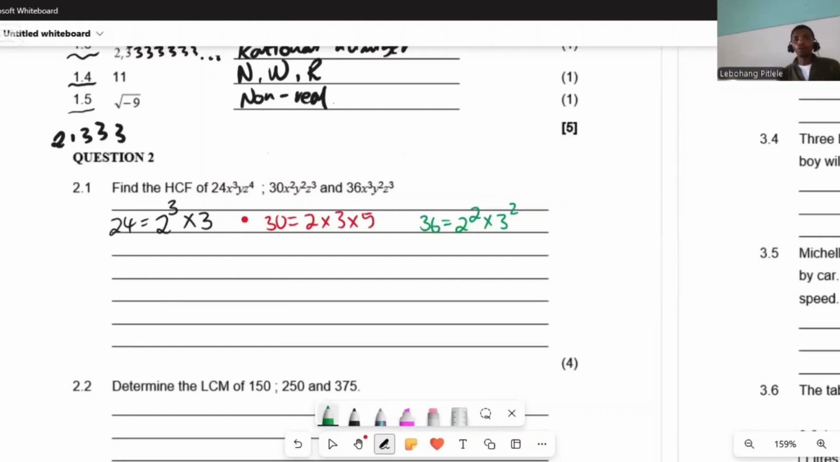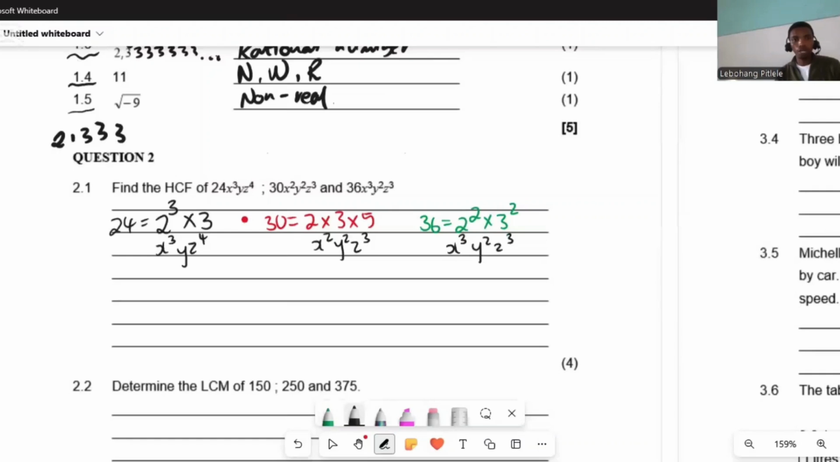But now I want to also add the variables. So for 24, our variables are x cubed, y, and z to the exponent 4. And then for 30, we have x squared, y squared, z cubed. And then for 36, we have x cubed, y squared, and z cubed.